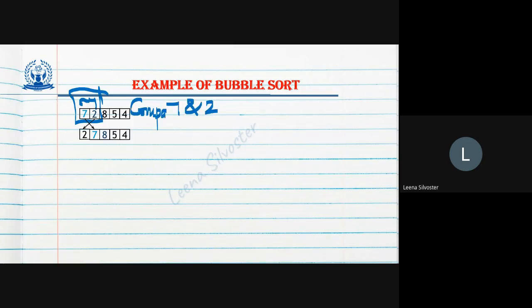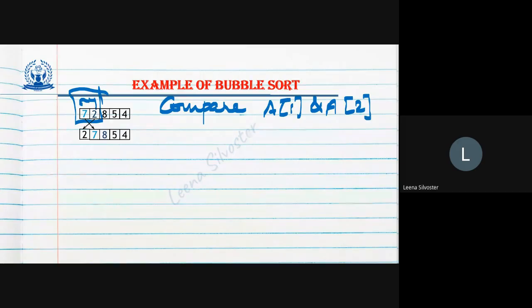After comparing, what do we have to do? Swap. Swap when? Logic is very simple. You compare A of 1 and A of 2. So here A of 1 is 7 and A of 2 is 2.